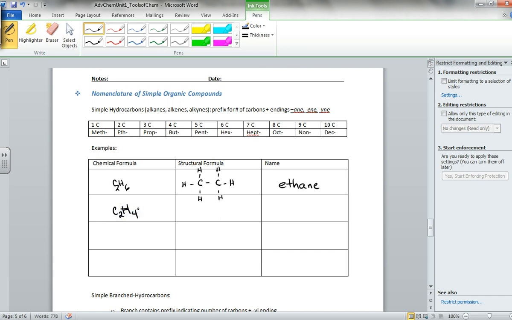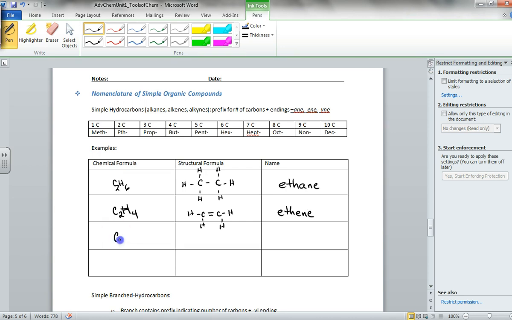If you have a substance that has a double bond in it, so this would be C2H4, the addition of a double bond is going to reduce the number of hydrogens by 2. In our structural formula, we would see the double bond, with 2 hydrogens on each carbon. Since it's still 2 carbons, we'll have the eth prefix, but now this is going to have the ending ene, because a substance with a double bond is referred to as an alkene.